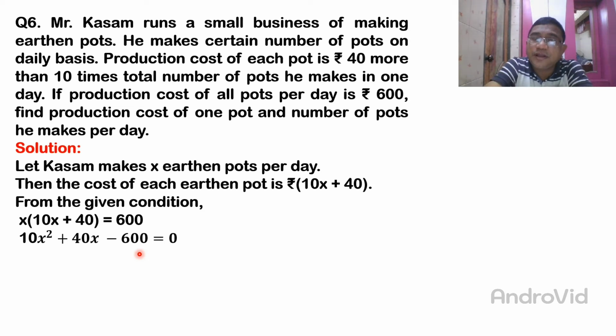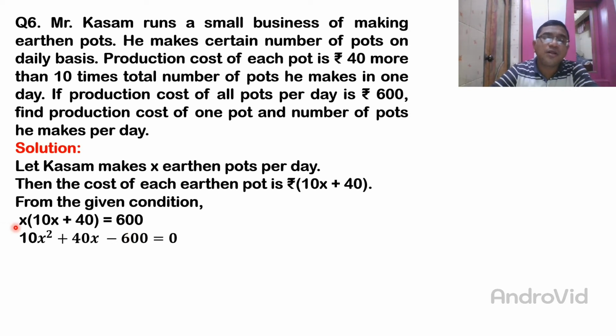Anyone having doubts in any step? So let me repeat it. Kasam makes x earthen pots per day. Then the cost of the earthen pot is given as 10 times the pots he is making. So he makes x pots, 10 times, so 10 into x, 10x. 10 times greater than 40, more than 40. So 10x plus 40. Is that clear?